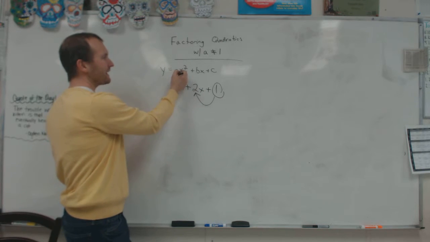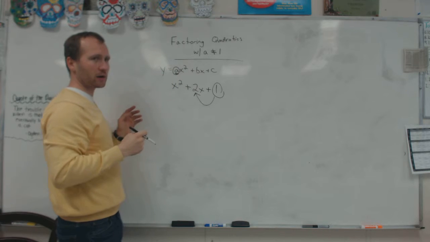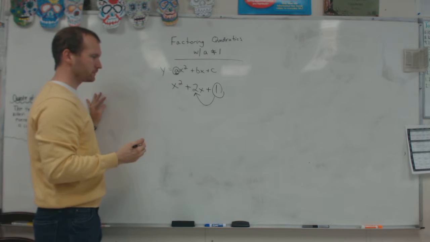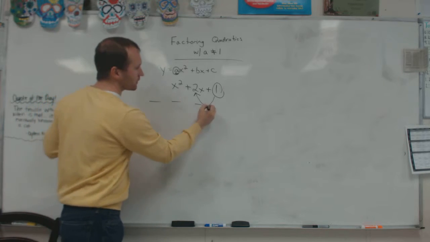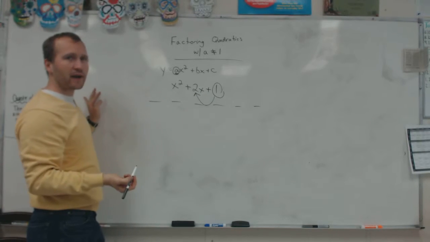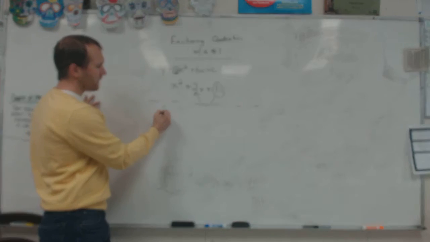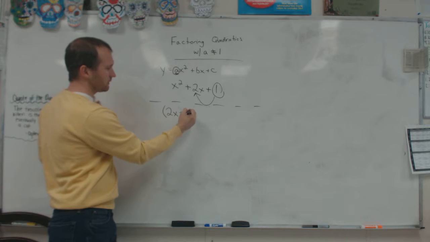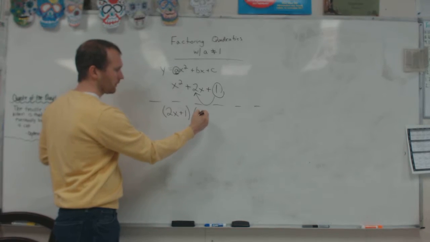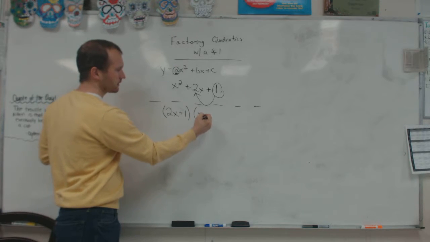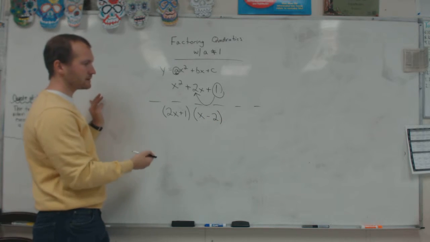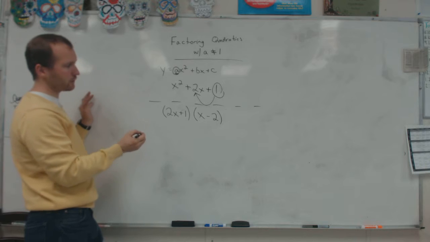When we get an a in here, it gets a little more complicated, and I want to show you why. So the way I'm going to show you why is to show you a factored form. So if I have something like 2x plus 1 and x minus 2, let's expand this. So let's FOIL this.